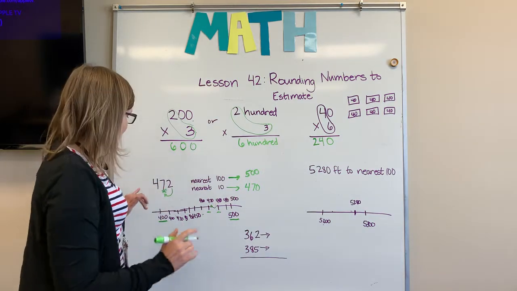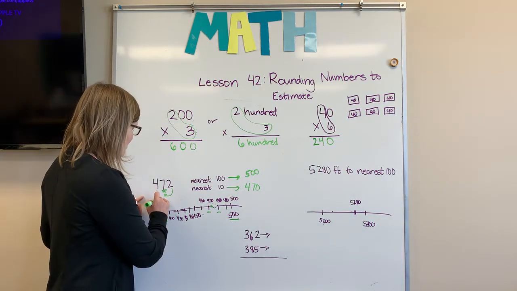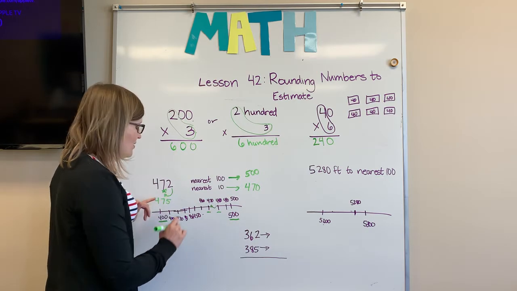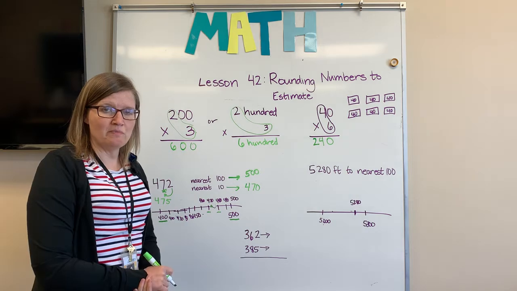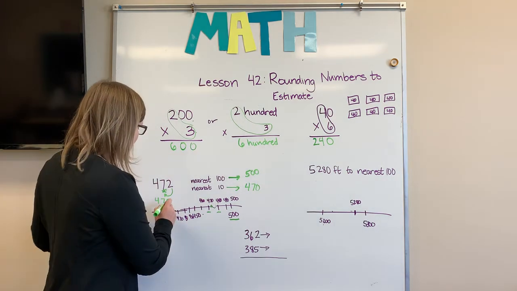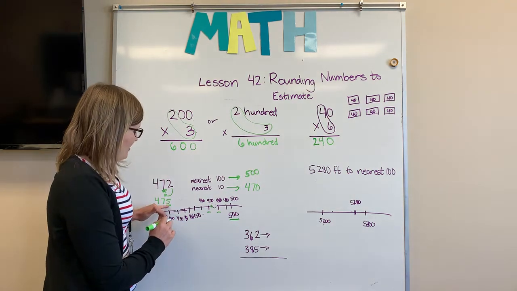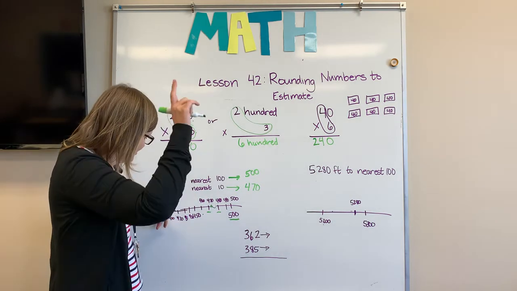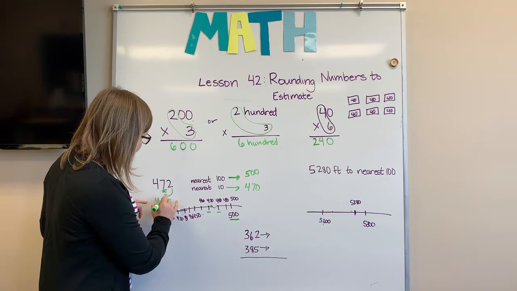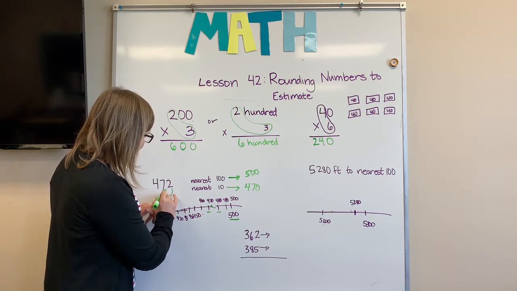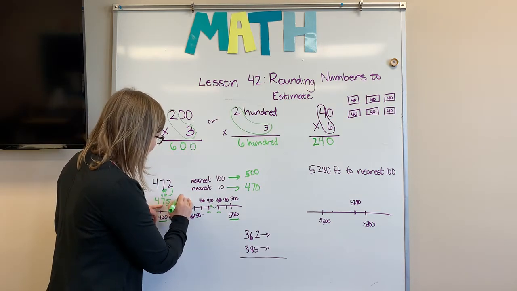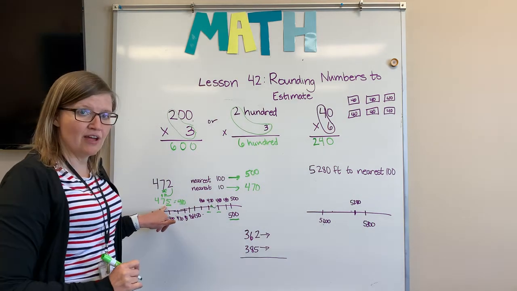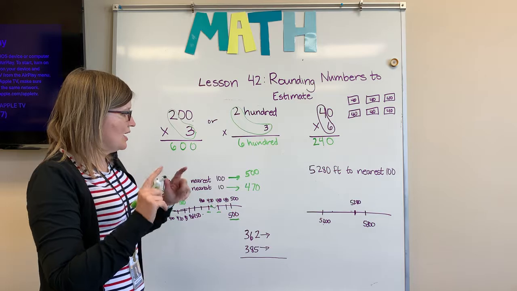Really quick question. If our number were 475, where would we round to? We look at the 5 and we say anything 5 and up, 5 goes on up. So we would know that the 7 would go up and it would round to 480, because anything 5 and greater rounds up.